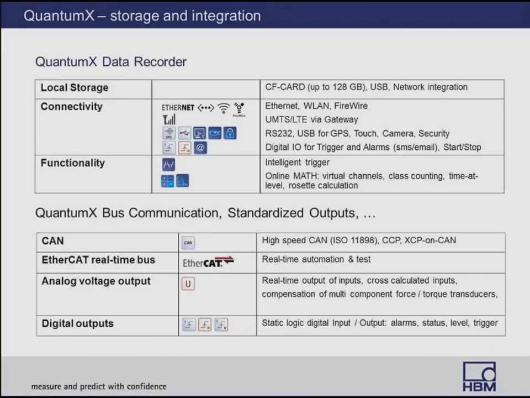But one of the biggest advantages of QuantumX is, of course, the onboard math channel, which means as the data is coming in, you can make real-time computations of a certain kind and class deterministically on that data. This involves various types of peak measurements or addition or subtraction. And in some cases, using the QuantumX CX22 module, you can also do analysis of your stress versus strain, such as class counting, rosette calculation, time at level, and various virtual channels.